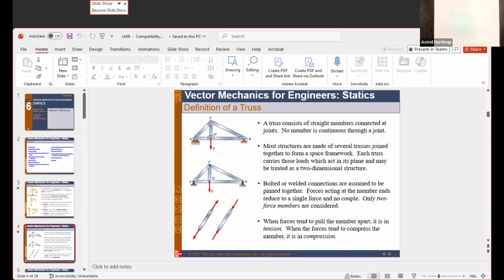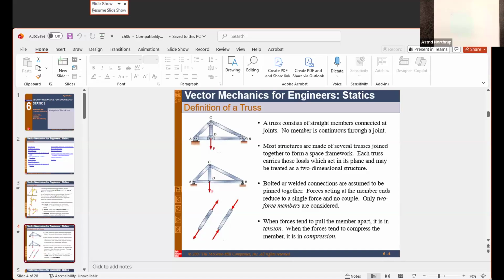So that means it can only either be in tension or in compression. And whether it's in tension or compression is a big deal. The other thing you might see is, if you analyze something like this here at point C, and if it's in tension, the force here is going to point upward and outward. It's going to point downward and outward here.